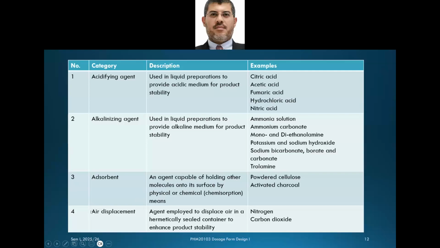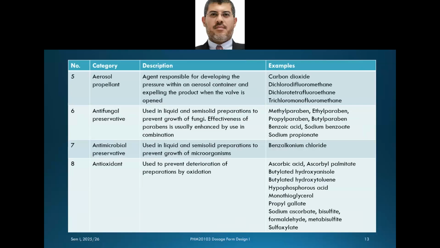Air displacement: for drugs that may be, for example, oxidized by air, by the oxygen in the air, then I need to replace, as I mentioned before, in the ampoule, for example, the air above the liquid surface with inert gas like nitrogen or carbon dioxide. So this agent is employed to displace air in the hermetically sealed container to enhance product stability. Hermetically sealed is the ampoule usually is closed or sealed by heat. It will melt and close.